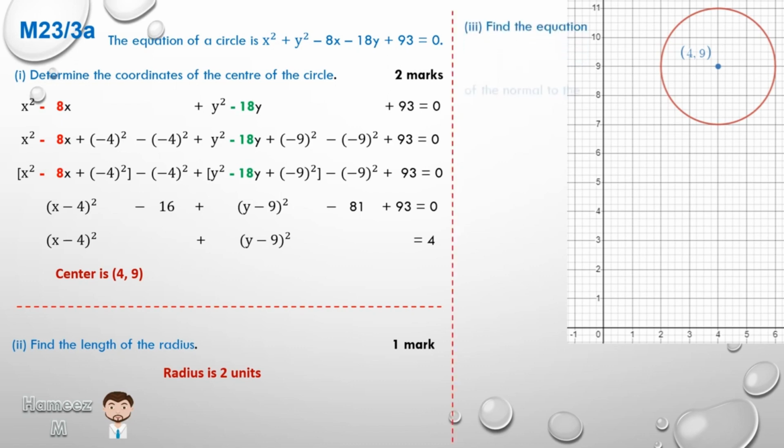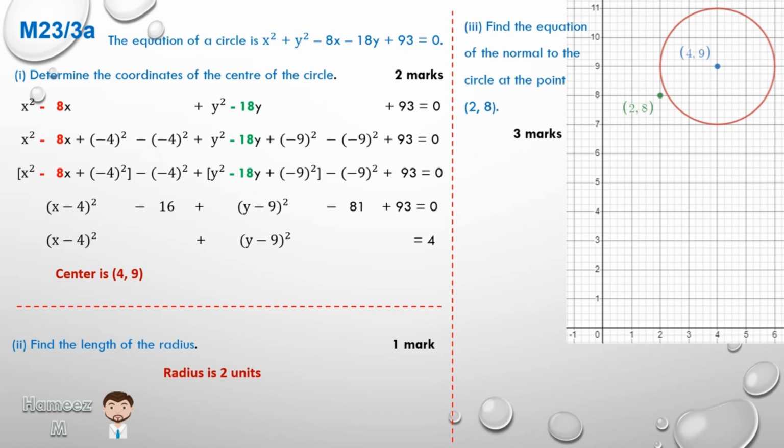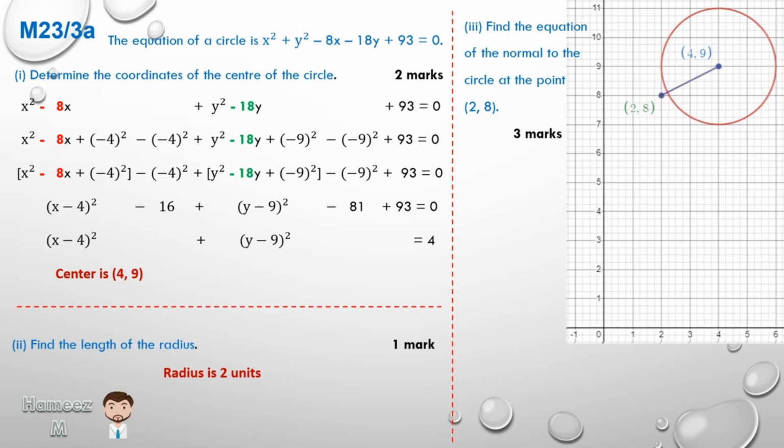Part 3, find the equation of the normal to the circle at the point (2, 8). So if we bring up (2, 8), we can see it doesn't lie on the circle. But if we draw that line from (2, 8) to (4, 9), we can see that it's going towards the center. So we want to find the equation of that normal.